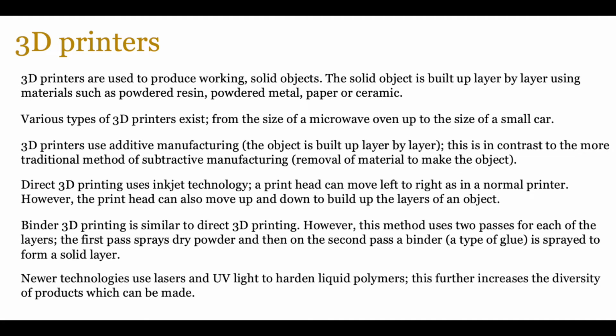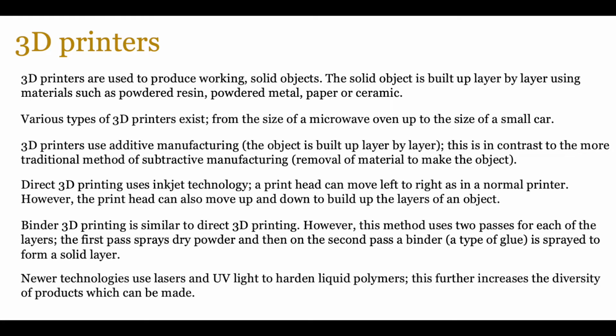Now direct 3D printing uses inkjet technology. Same as your inkjet printer, a print head can move left to right as a normal printer would. However, the print head can also move up and down to build up the layers of an object, so it moves in X, Y and Z directions.